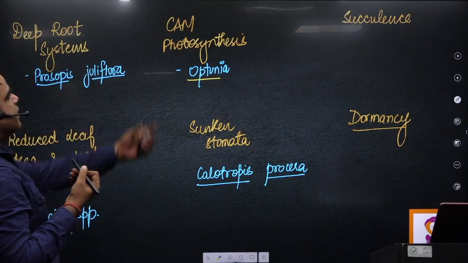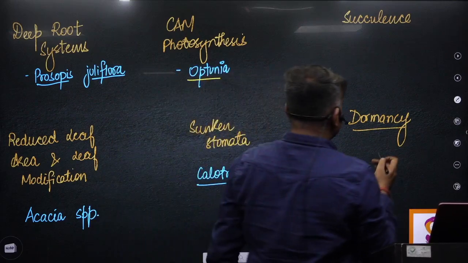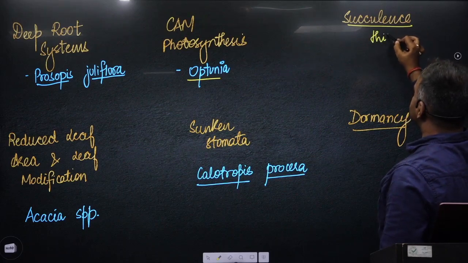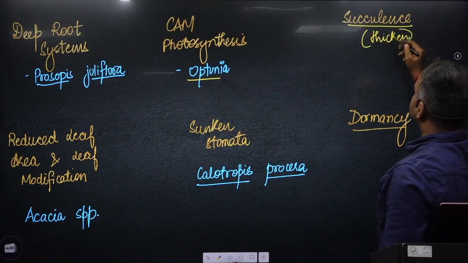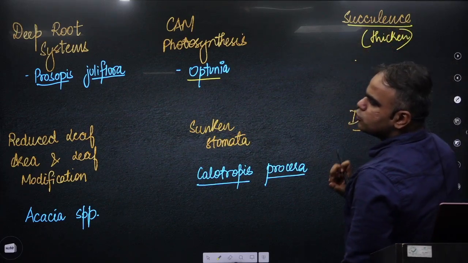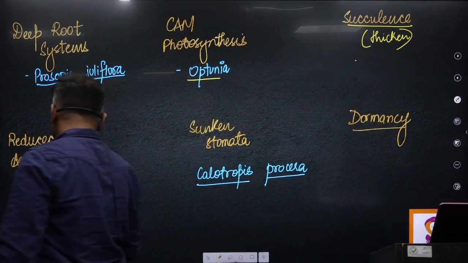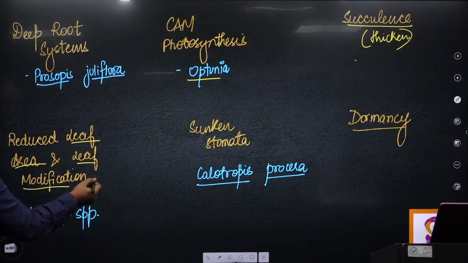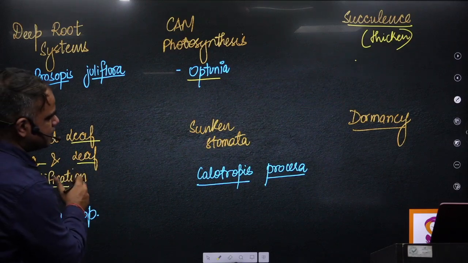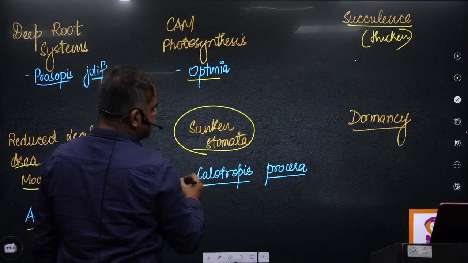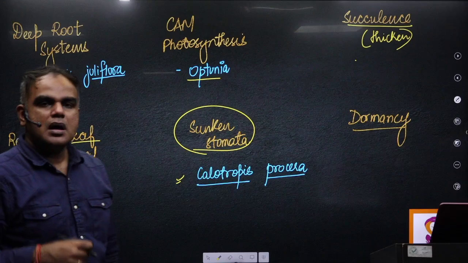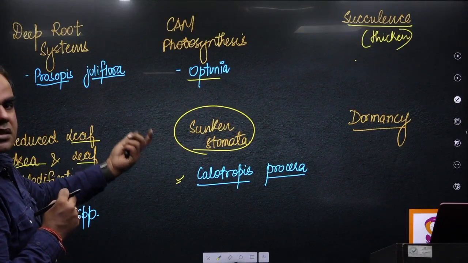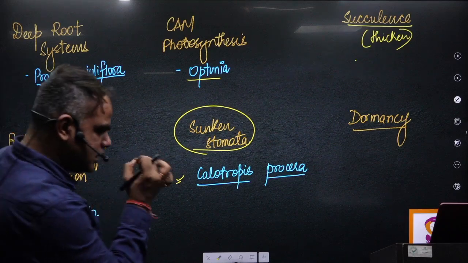Then there are also succulents, in terms of thick stems, which is generally seen. This also overall helps. Reduced leaf area and leaf modifications: again we can mention Acacia species. If the leaf area is reduced, this also helps. Leaf modification can be thorns instead of leaves. Sunken stomata can be seen in Calotropis procera. Sunken stomata you also see, by the way, in mangroves. This is also a great way to conserve water and shed it only at specific times.